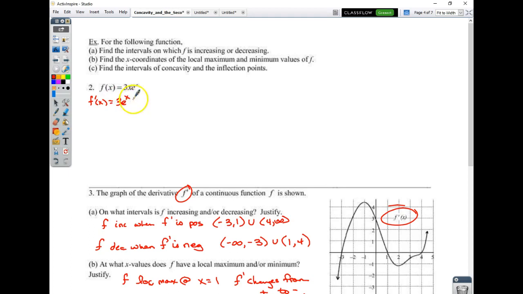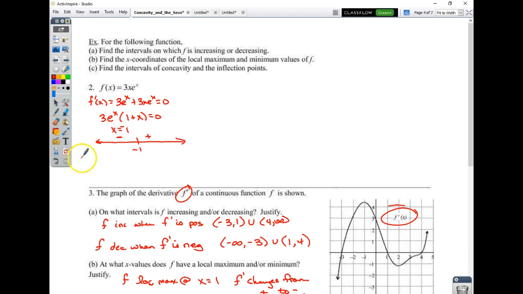3e to the x plus 3x e to the x, and set this equal to 0. I have a 3e to the x I can factor out, leaving me with 1 plus x, which means I have a single critical point at x equals negative 1. I make my sign chart, negative 1 right here. And when I plug in a value smaller than negative 1, we get a negative value to a positive value.